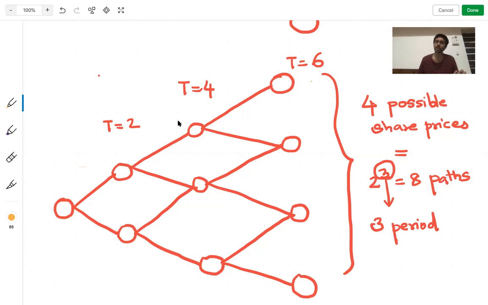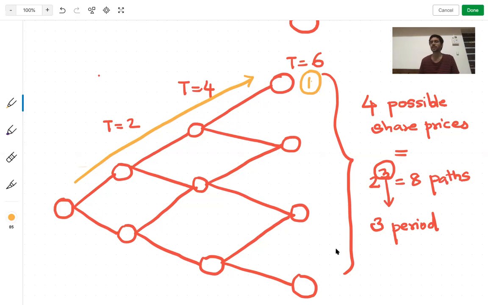From the upper node, it should again move to the upper node at t equal to 4. And from here, it should again increase to reach this share price at t equal to 6. So there is only one possible path, which is nothing but going this way. That is the only possible path to reach this share price.